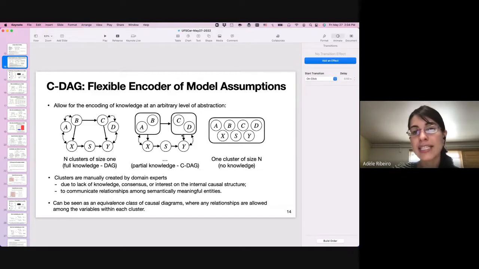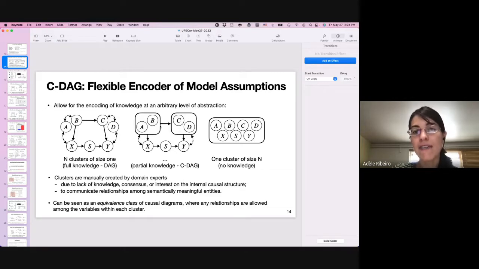So if there is any variable in the second cluster that could be a cause of A or a cause of B, I would have to add an arrow from the second cluster to the first, right? Because that's the way that I'm constructing. Every time that I have one variable in one cluster that's potentially a cause of another variable in another cluster, I have to add the arrow between the clusters.